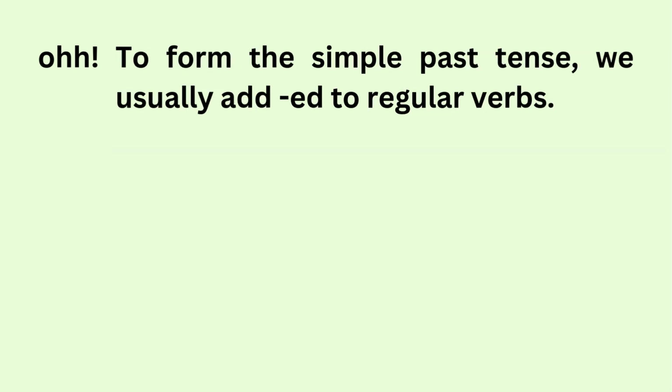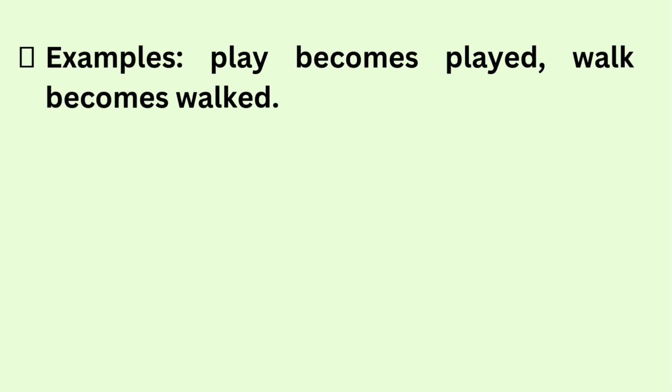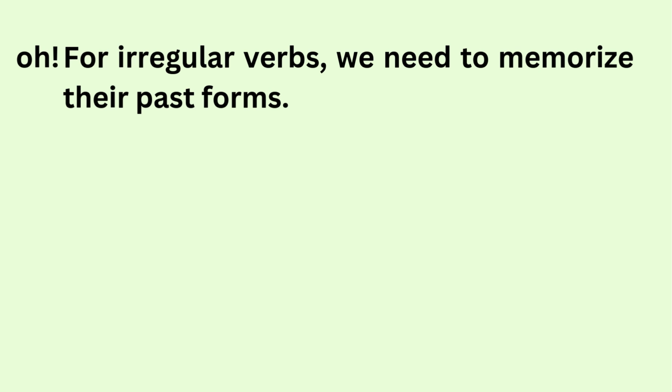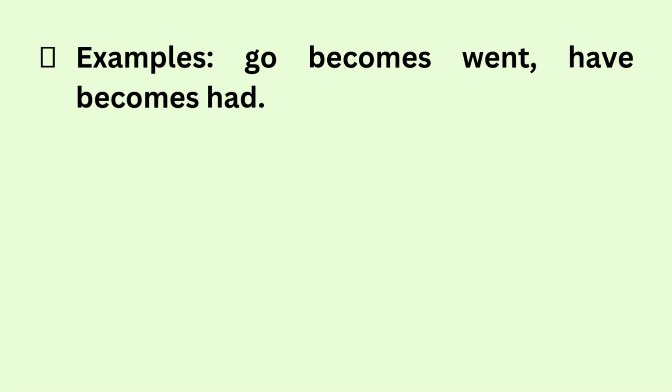To form the simple past tense, we usually add -ed to regular verbs. Examples: play becomes played, walk becomes walked. For irregular verbs, we need to memorize their past forms. Examples: go becomes went, have becomes had.